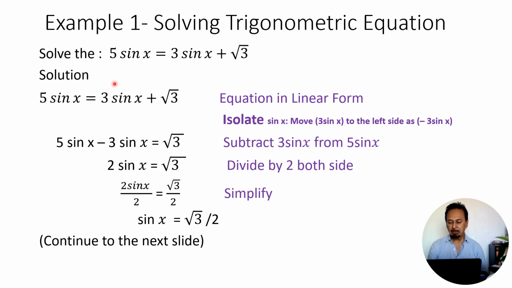Example 1. Solve 5 sin x = 3 sin x + √3. So we start with 5 sin x = 3 sin x + √3. This is a linear equation because the exponent of sine is 1. Now we isolate sin x, so move 3 sin x to the left side. So we have 5 sin x − 3 sin x = √3. Now 5 minus 3 is 2, so you get 2 sin x = √3. Now divide both sides by 2, so you get sin x = √3/2.